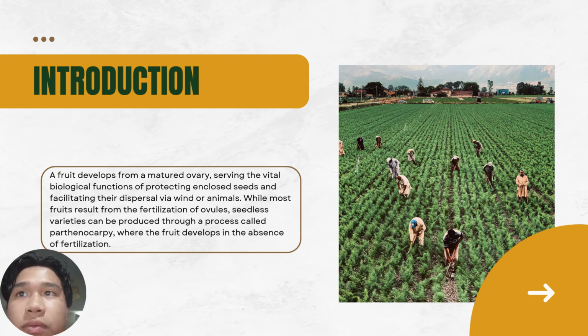A fruit develops from a mature ovary, serving the vital biological function of protecting enclosed seeds and facilitating their dispersal via wind or animals. While most fruits result from the fertilization of ovules, seedless varieties can be produced through a process called parthenocarpy, with fruit development in the absence of fertilization.